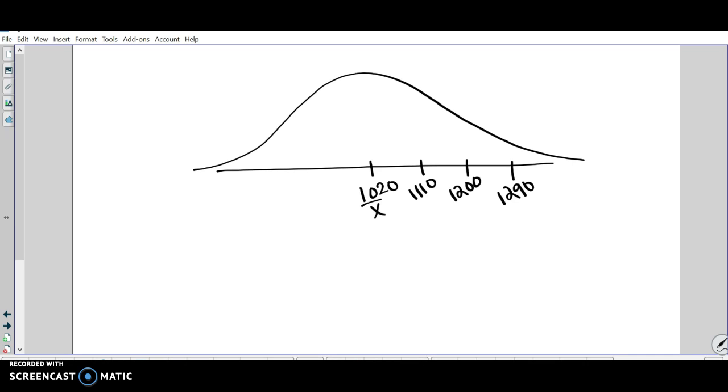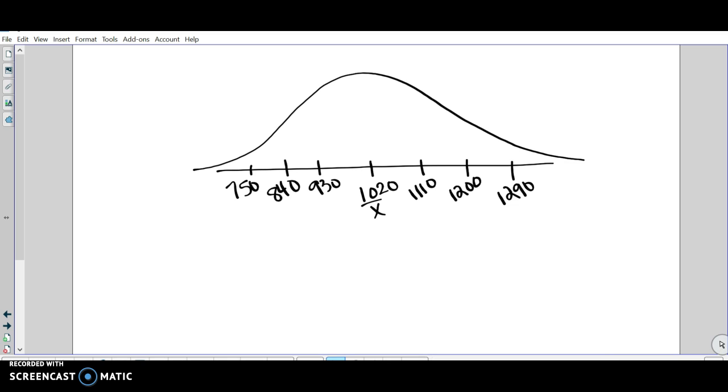But then I also have to do below. So I'm going to start subtracting 90. Should give me 930. Then I'm going to subtract 90 again, giving me 2 standard deviations below. And then last one, subtract 90 and get 750. So this is my normal curve.